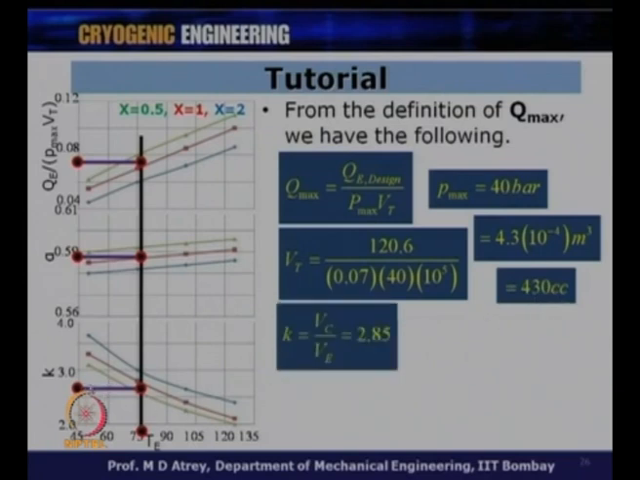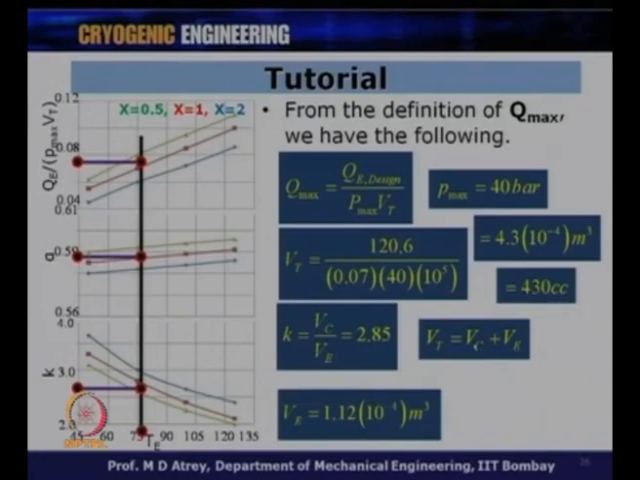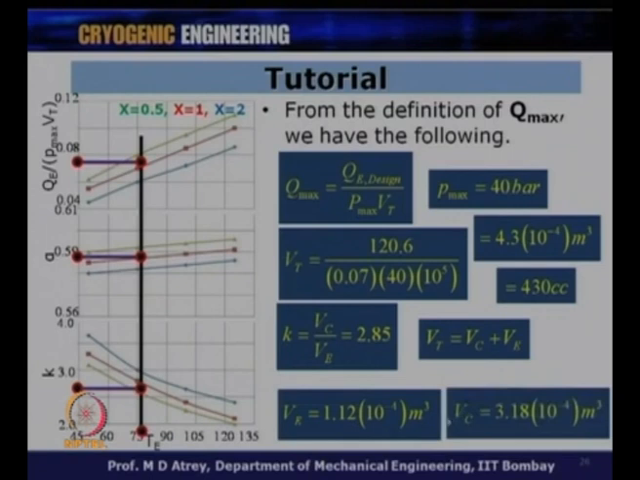Now I know K again here, which is 2.85, from this particular graph. Vc by Ve equals 2.5. What I know is Vc plus Ve equals 430 cc, and therefore I can calculate the two volumes. Ve is equal to 112 into 10 to the power minus 6 meter cube, which is nothing but 112 cc, and Vc is 318 into 10 to the power minus 6 meter cube, which is nothing but 318 cc.